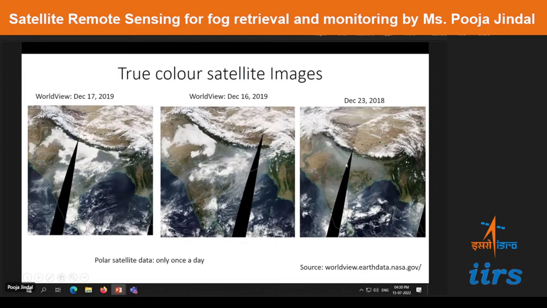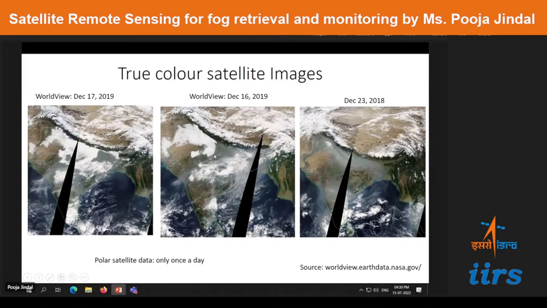So these are true color composites, but this data is from MODIS, which is on a polar satellite. So we get data only once a day. Although the satellite gives data twice a day, one time is during night time, and night time data is not useful because we need a visible channel to see the fog, which is available only during the daytime. Which is not sufficient, and you know that the MODIS pass time is around 10:30 a.m. So this is just a 10:30 a.m. image.